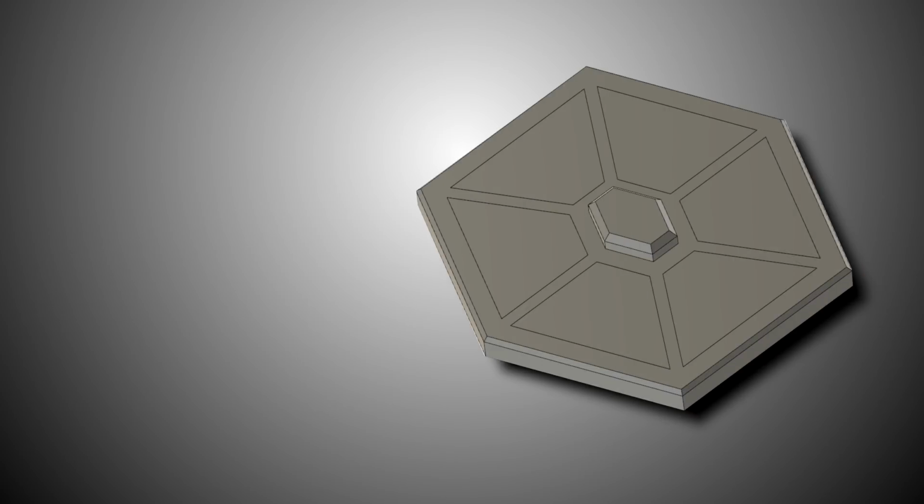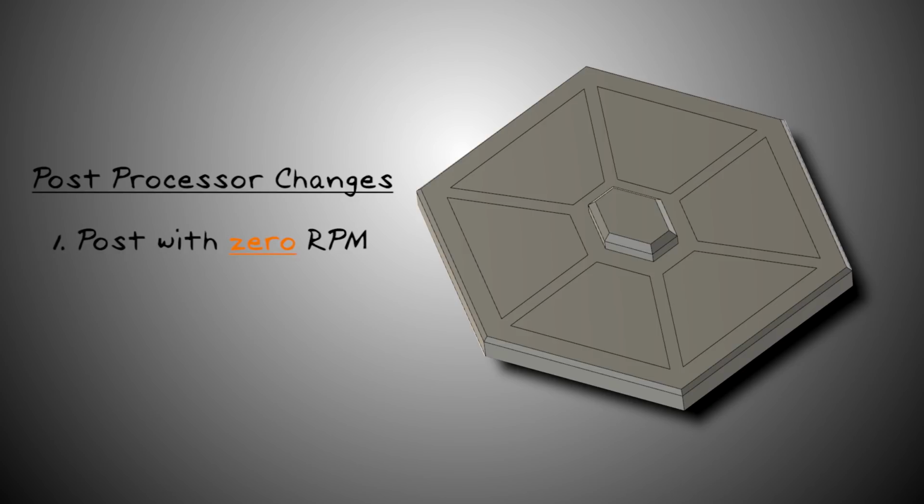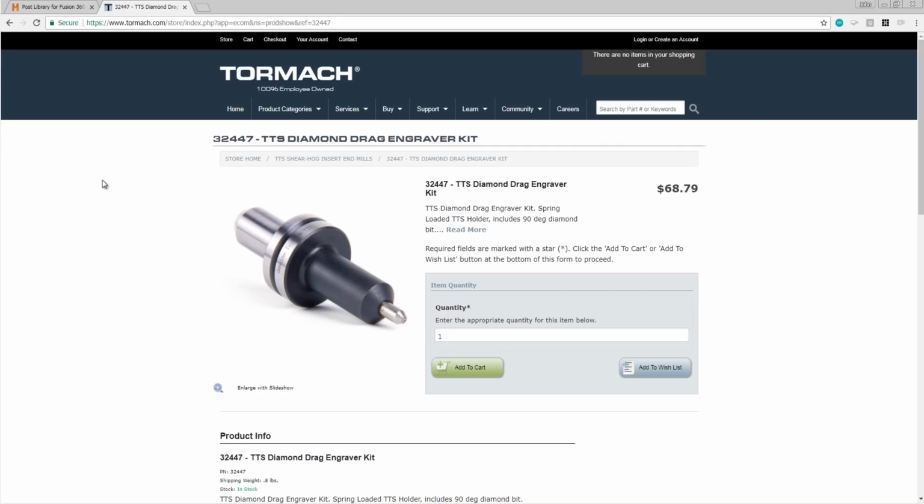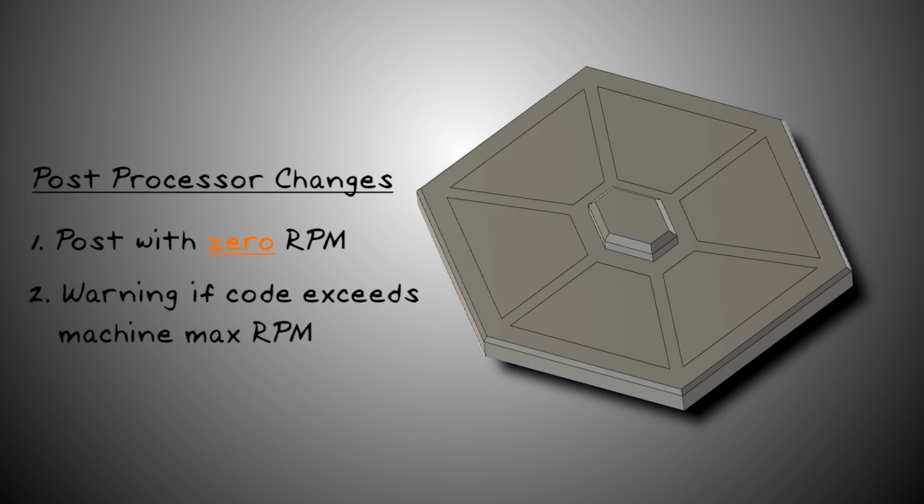Hi folks, I want to make two more changes to my Fusion 360 post processor. Number one, I want to be able to post with 0 RPMs so that we can use the diamond drag tool, which should not rotate. And I want to change the warning if we accidentally post at a higher RPM than the machine is able to do. Let's walk through how we do that.